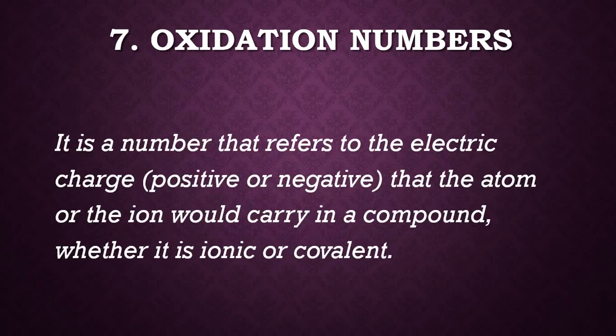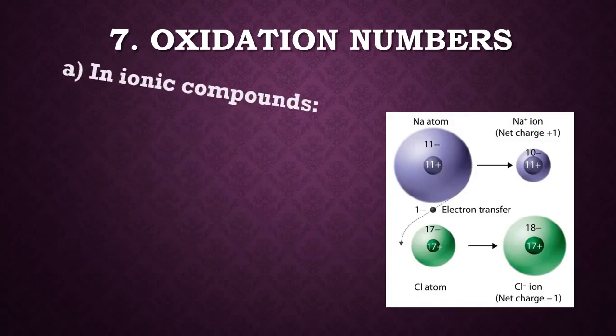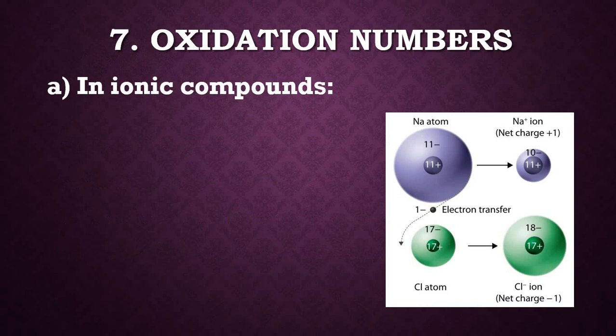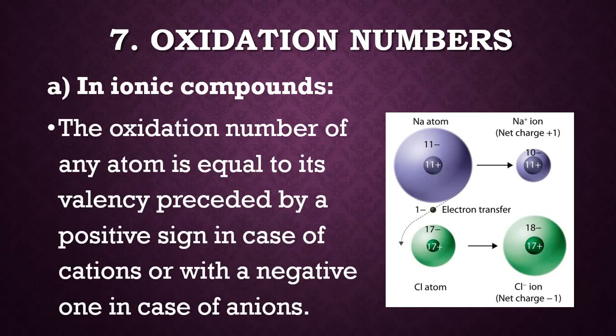First, to know what an oxidation number is, we should know that it's a number that refers to the electric charge, either positive or negative, that the atom or the ion would carry in a compound, whether this compound is an ionic or covalent compound. So, in ionic compounds, for example, the oxidation number of any atom is equal to its valency preceded by a positive sign in case of a cation, or with a negative sign in case of anions.